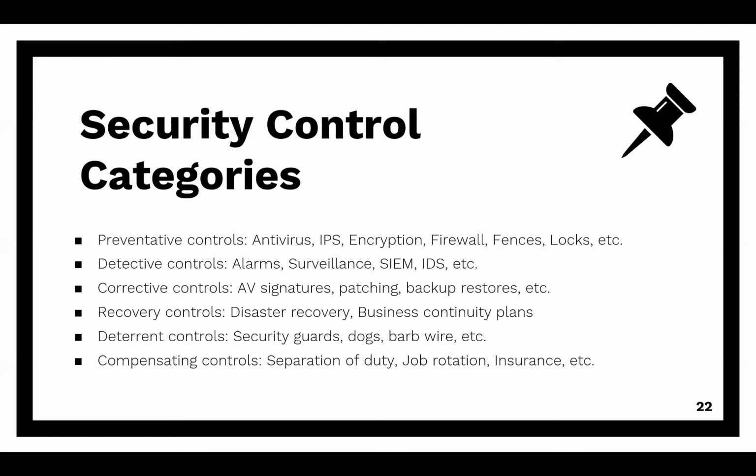Recovery controls are the type of controls to assist with recovering a business after a risk or an incident happens. Examples are disaster recovery, business continuity planning, and so on. Deterrent controls are used to discourage a threat and minimize the risks to the systems. Examples are security guards, docks, barbed wire, and so on.